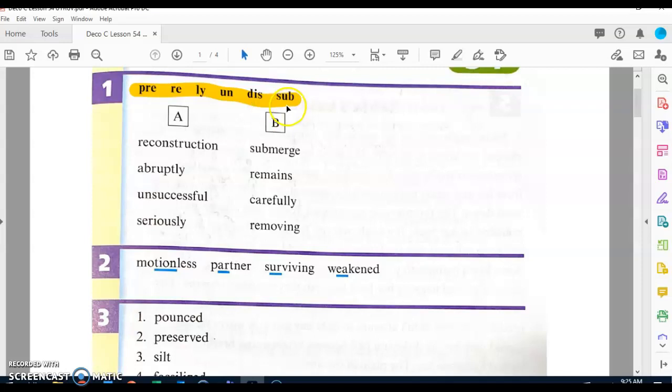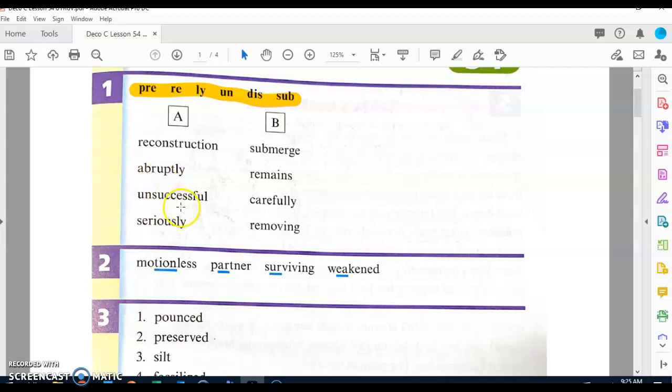Touch the letters SUB. What's one meaning of sub? Get ready. Under or less than. Now let's go ahead and continue to read the first word in column A. First word. What word? Reconstruction.